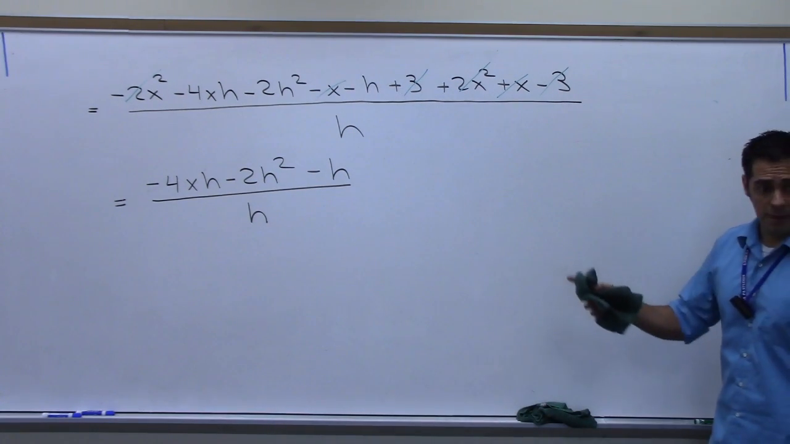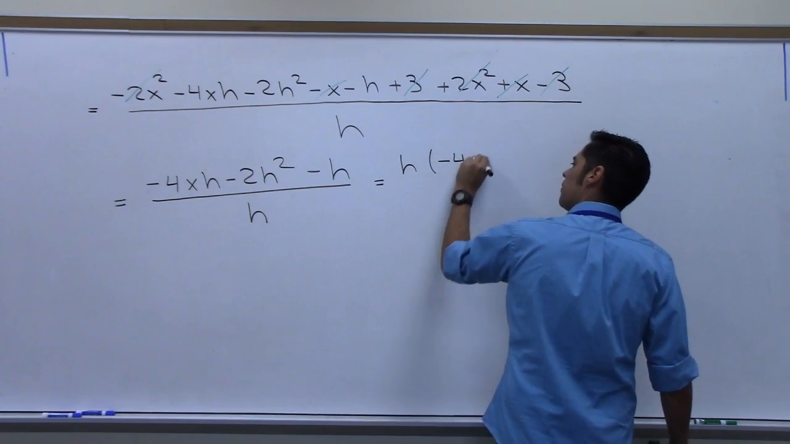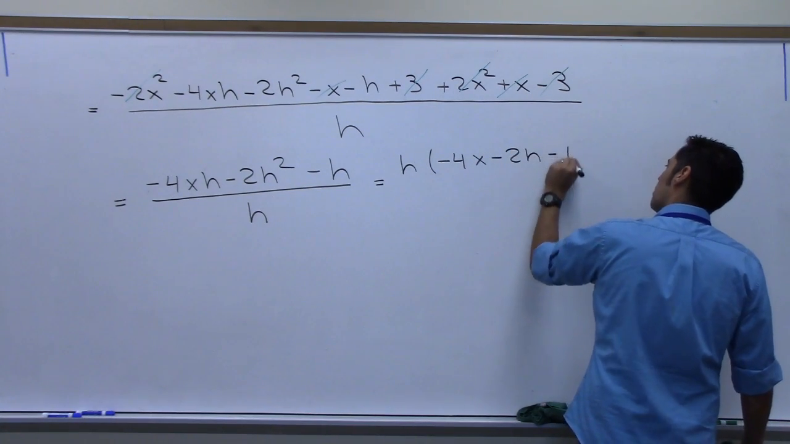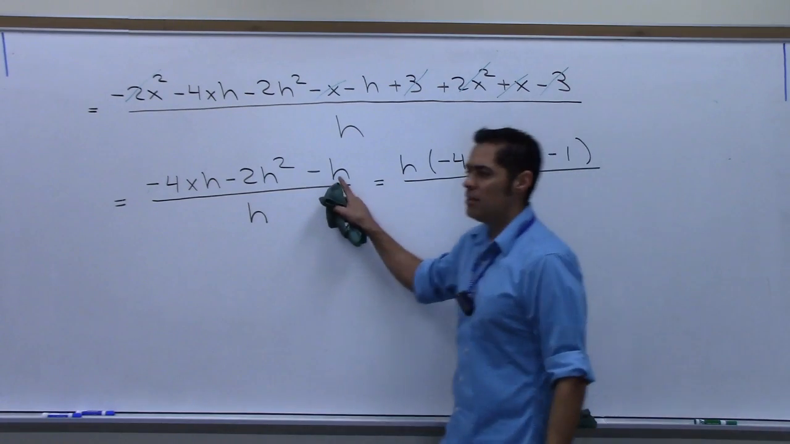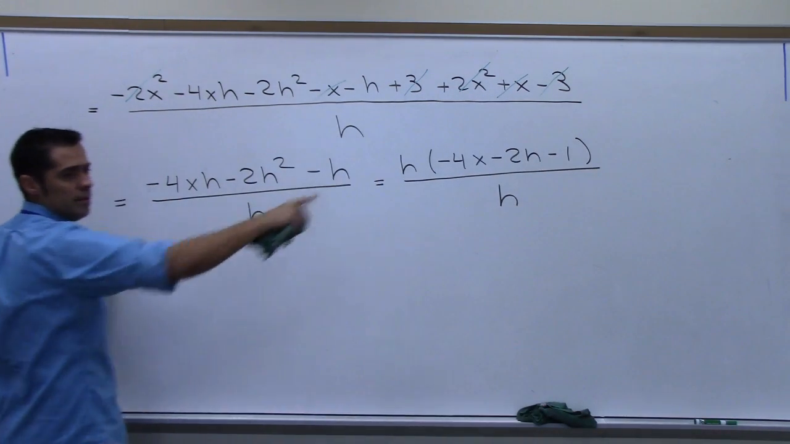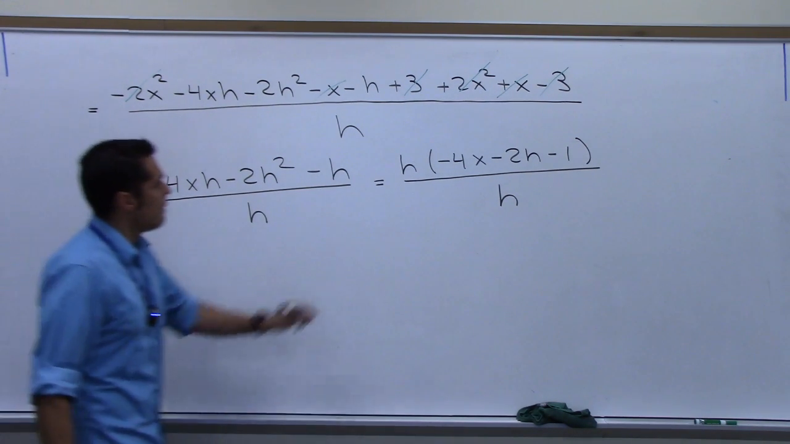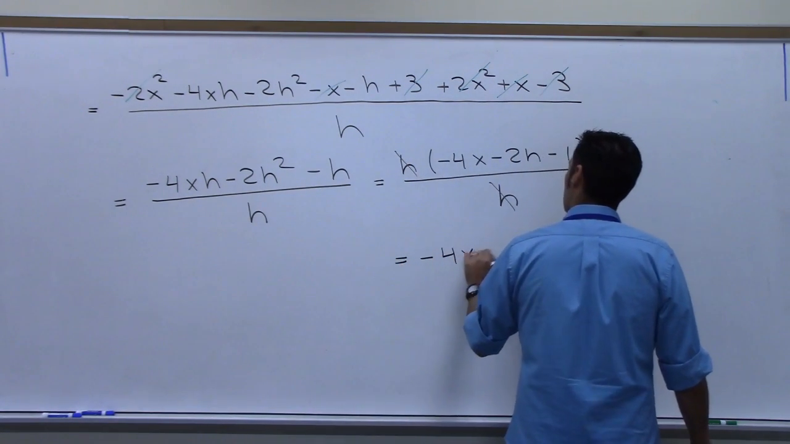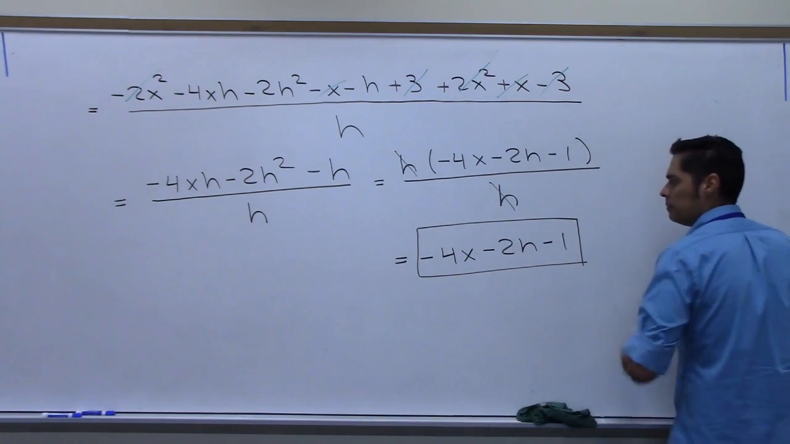So I'm gonna factor an h out of the top. Don't forget when you factor an h out of that last term, it's a negative 1 at the end. Do y'all agree with that factoring? Now cancel the h's. So your answer is negative 4x minus 2h minus 1. That's the difference quotient.